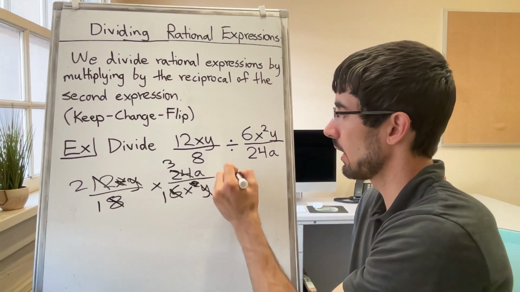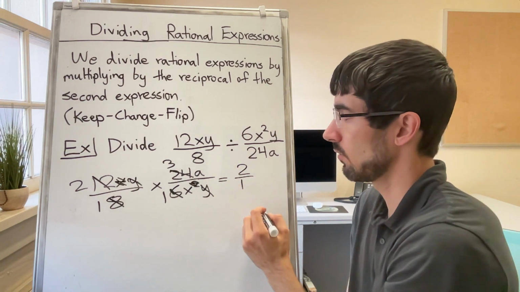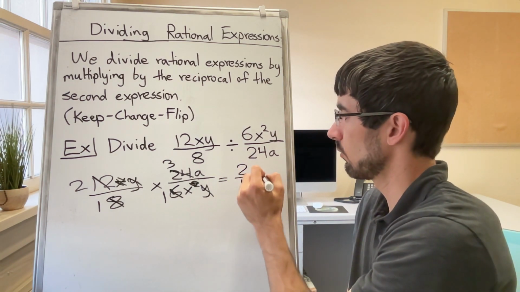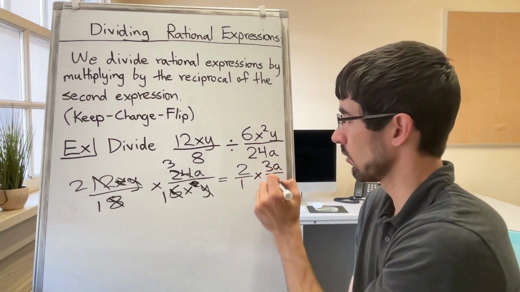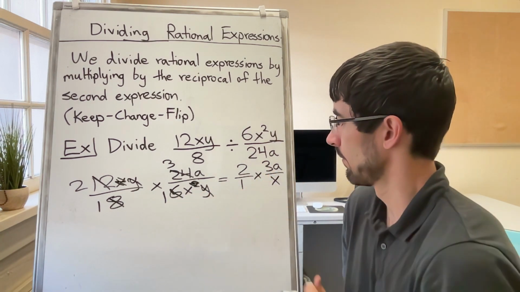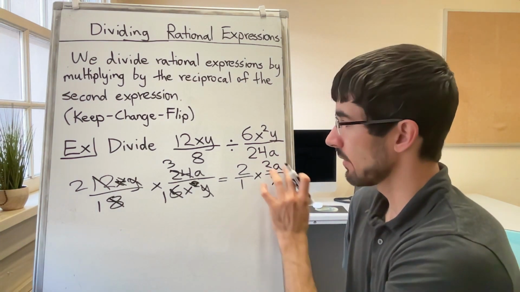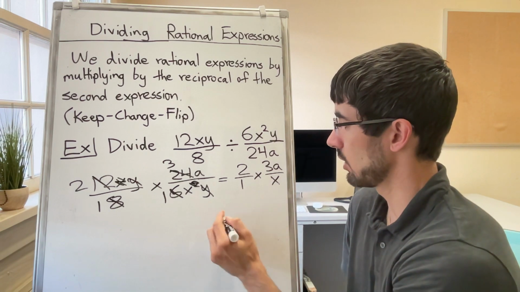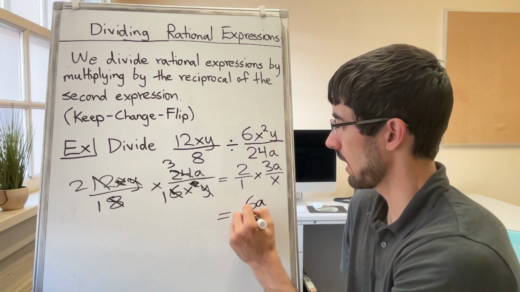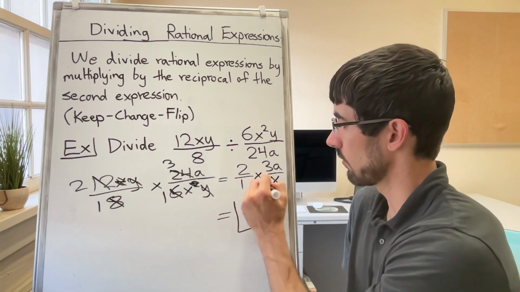I'm just going to rewrite it now to make sure we don't get confused and to show what remains. So I have 2 over 1 times 3a over 1x. Okay? And it looks like everything is completely simplified now, so I'll multiply across numerators and denominators. I get 6a over x. This is our final result.